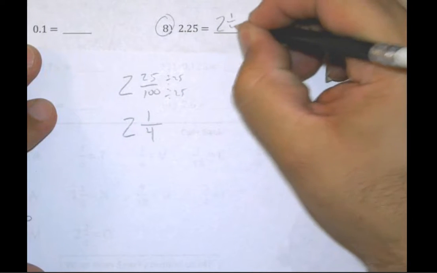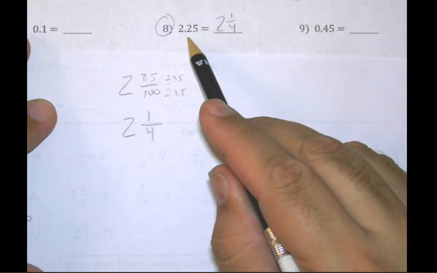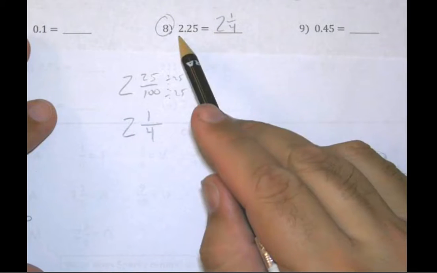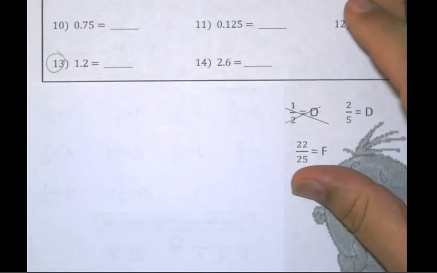and then my answer is going to be 2 and 1/4. Or if we recognize that benchmark decimal as 0.25 being equal to 1/4, then we know that's 2 and 1/4. So again, that's another reason why those benchmarks are so important. All right, so the next one that I'm going to do here is number 13.